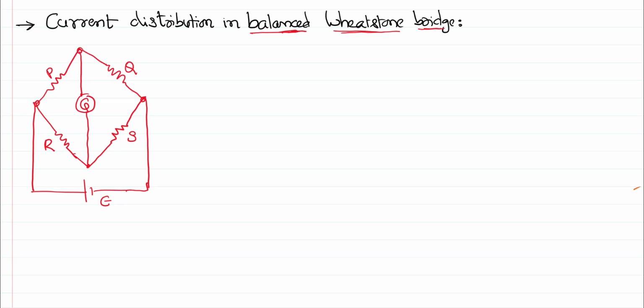This is how it is there, right? Now this is a Wheatstone bridge. Let us see what do you mean by a balanced Wheatstone bridge. The bridge is said to be balanced when the current passing through the galvanometer is equal to 0.